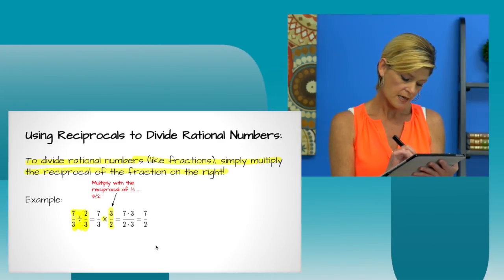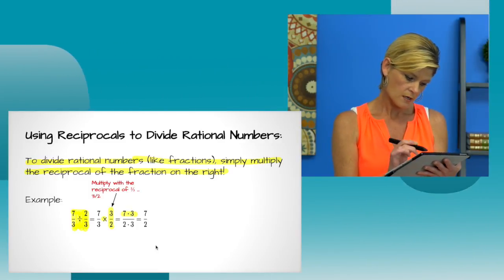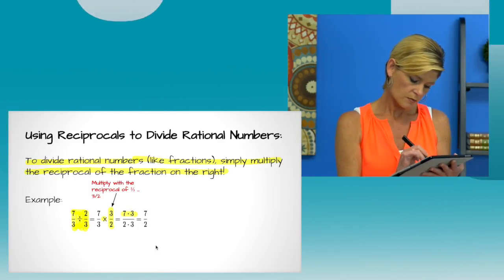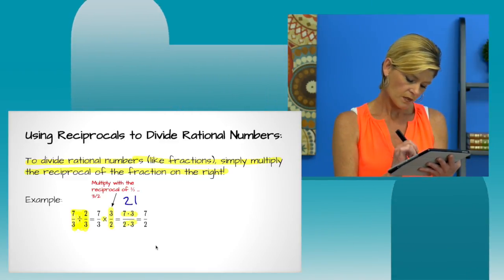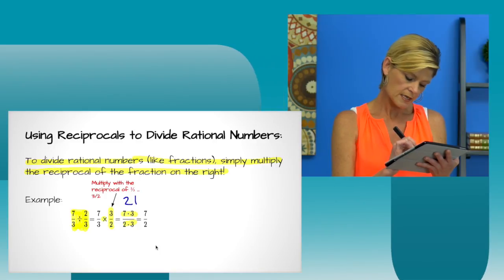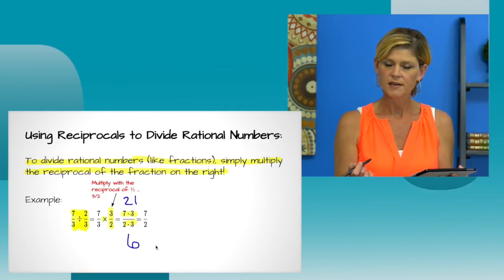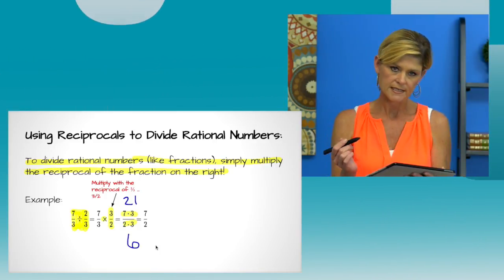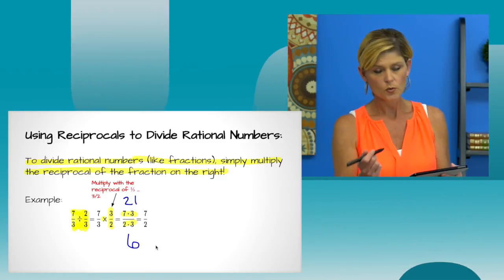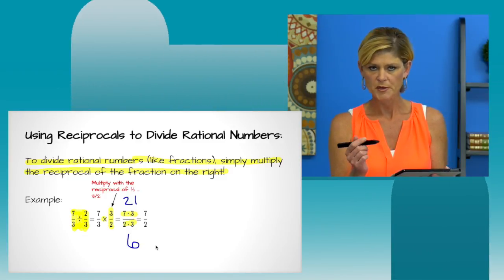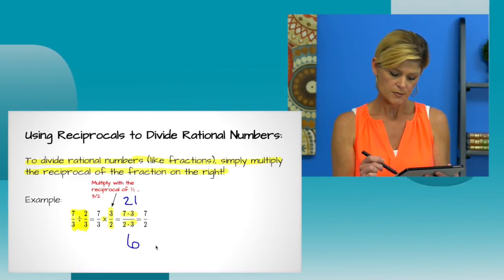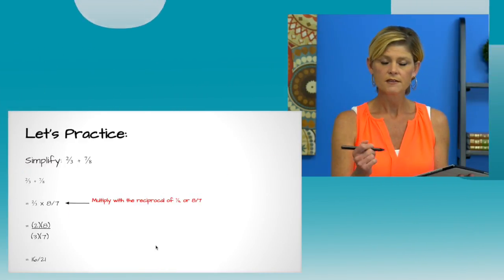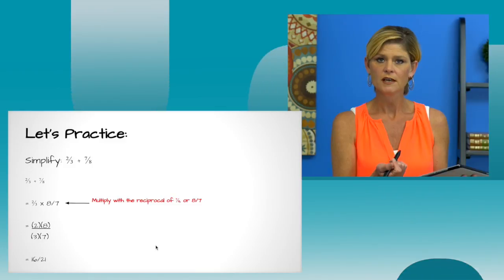Then I multiply 7 times 3, which is 21, and 3 times 2, which is 6. And then I simplify by dividing both those numbers by 3, and I get 7 over 2. If you wanted to turn that into a mixed number, that would be great too. But essentially, that is how we divide rational numbers. You simply take the reciprocal of the second fraction and multiply.